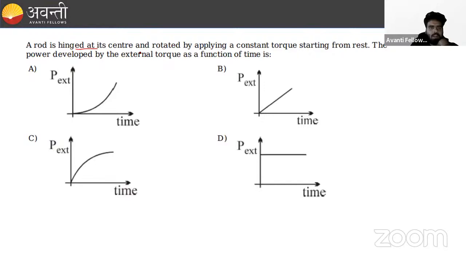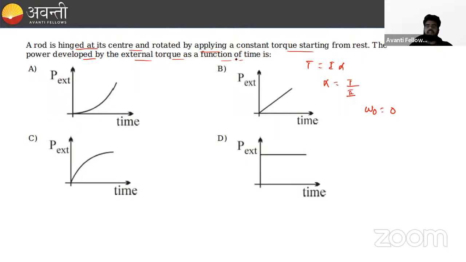In this problem, a rod is hinged at its axis and rotated by applying a constant torque. So what does a constant torque mean? We can say torque is nothing but I into alpha. If this is constant, what is the value of alpha? That is T upon I. And initially the body is at rest, so we can say the angular velocity at the initial condition is 0.